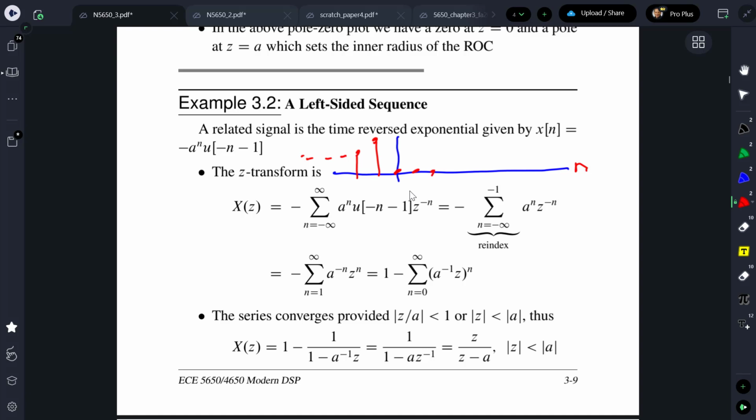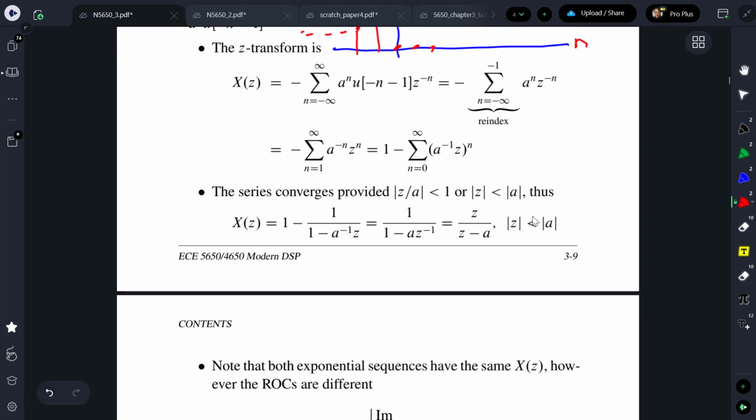And running backwards. So plug that sequence into our Z transform definition. The upper limit gets set by the u of minus n minus 1. So we sum from minus infinity up to minus 1, and then we have as our argument a to the n times z to the minus n. And you can sum that using a change of variables.